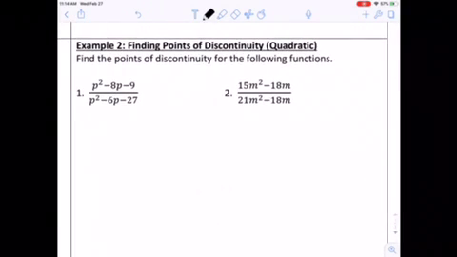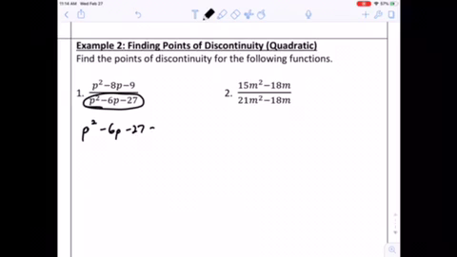And in our second example, we have quadratic, so that means we have to factor. Again, to find the point of discontinuity, we only care about that expression. So we take that expression and set it equal to 0. Because we have a squared term, it's a quadratic, so we have to factor it before we can solve. We can't solve it like we do linears. So here, what multiplies to negative 27 and adds up to negative 6? That's going to be p minus 9 and p plus 3. Negative 9 and 3 multiply to negative 27, and they add to negative 6.